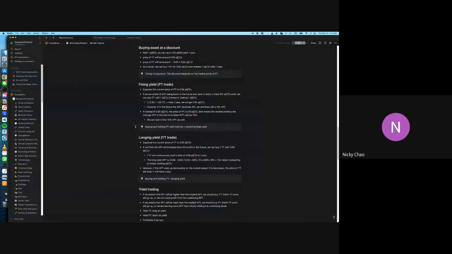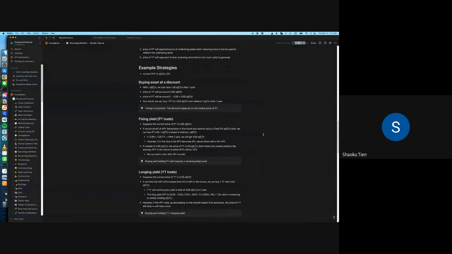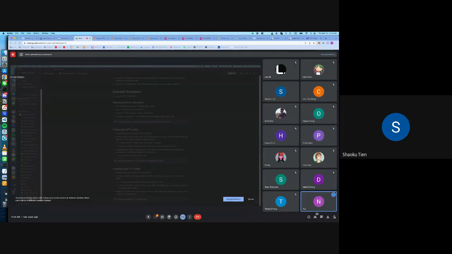Saku, please. Sorry, I don't quite understand. If there are different maturities of PT, are they fungible? How is this maturity coded? They are actually not fungible.